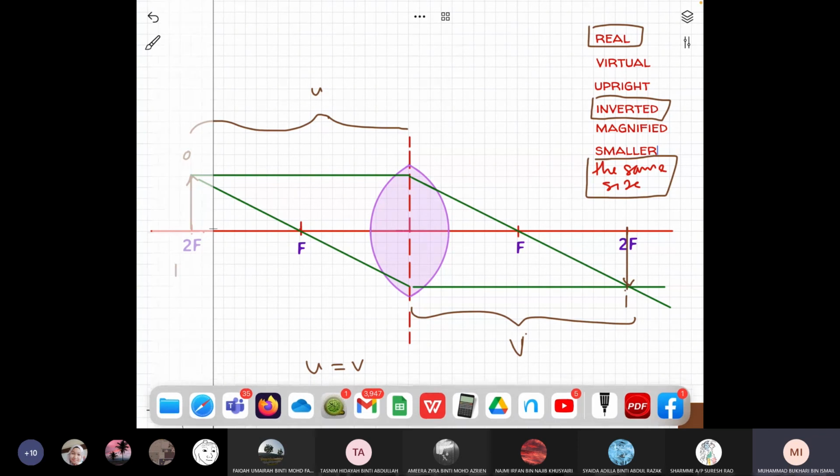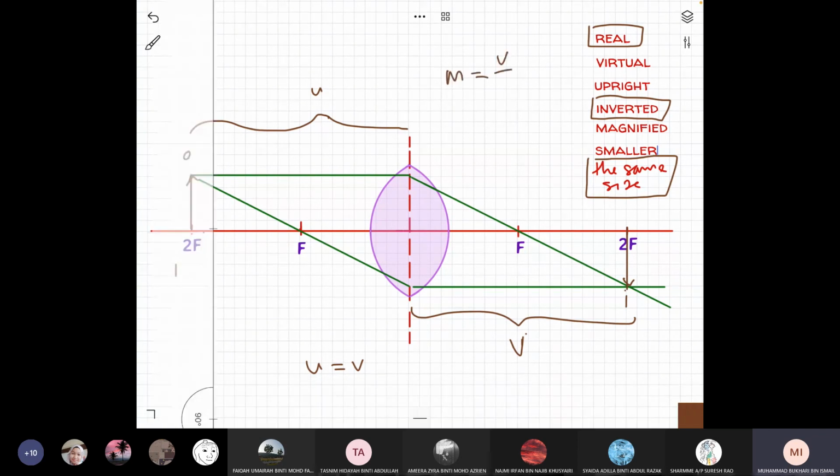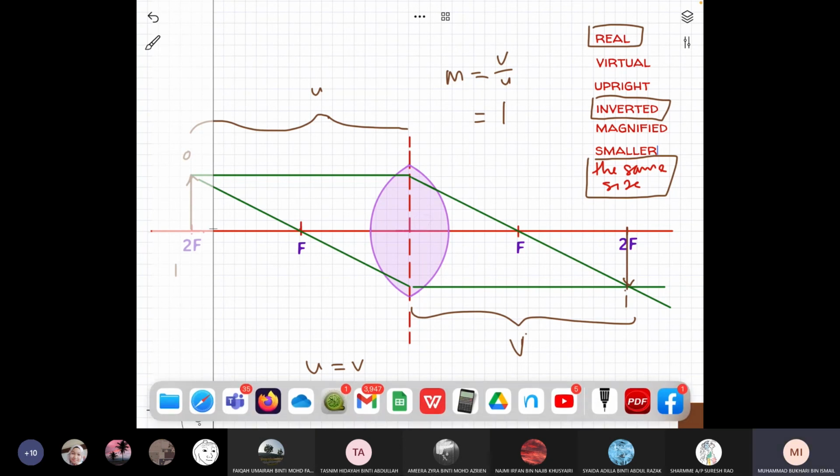In this case, M is equal to V over U. Since they have the same value, the magnification is 1. It means there is no magnification in this case. That's why we have the same size of the image and object. Any question?